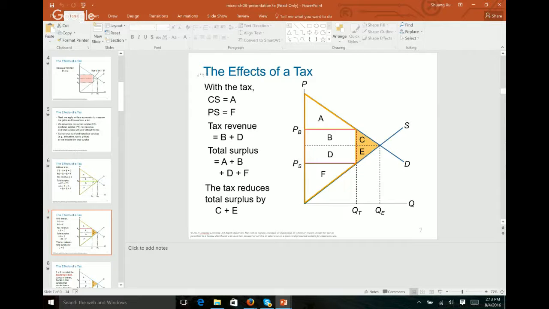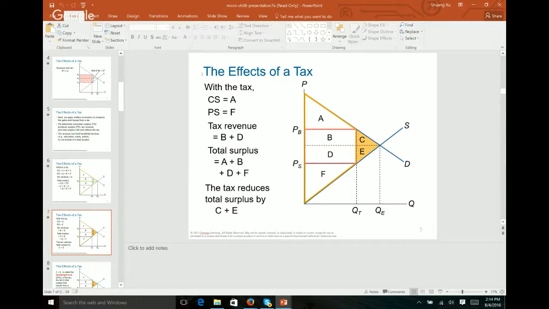However, the only one who is gaining from this tax is our government. So government revenue is changed from nothing to areas B and D. Now, however, this little triangle over here, so C and E. Now C used to belong to the consumer surplus, but now nobody can claim that anymore. So it doesn't belong to consumers, doesn't belong to government, doesn't belong to the producers. Nobody has this area C now.